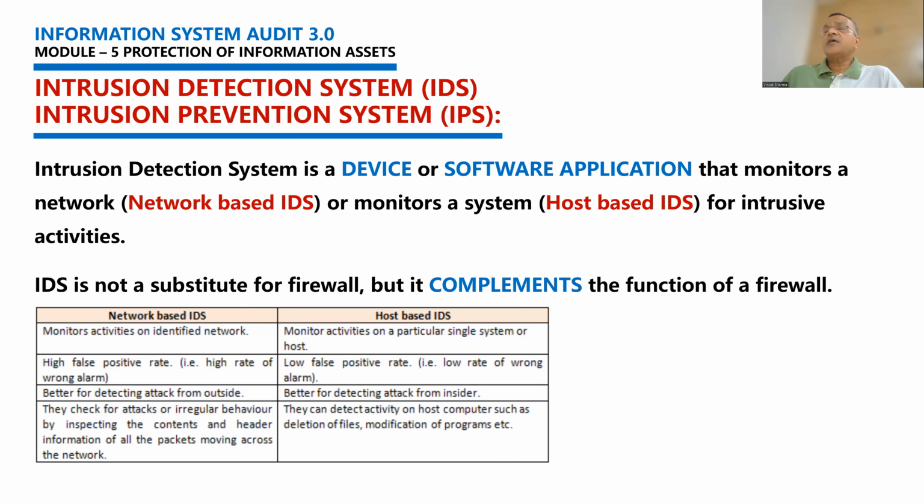So there are two terms here. One is intrusion detection. This is a detective control measure. It will not do anything, but it will only help in detecting that some intruding activity is taking place in the network or at the system level. Whereas the intrusion prevention system, IPS, will detect, but it will also suggest or take some preventive action.